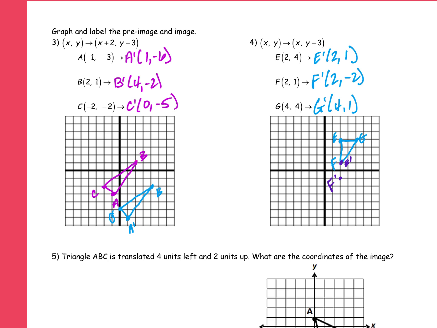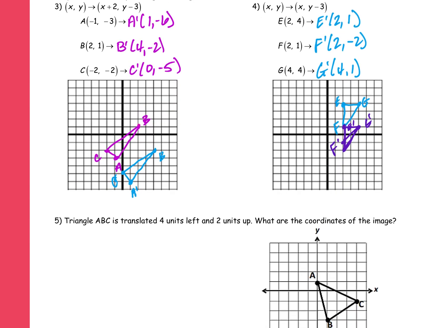And 4, 1, 2, 3, 4, 1. I'm like, no. But it's still off. Oh, because I went 4, negative 1 instead of 4, negative 2. Yeah, I'm graphing super well today, you guys. Okay. There we go. Now it looks the same.